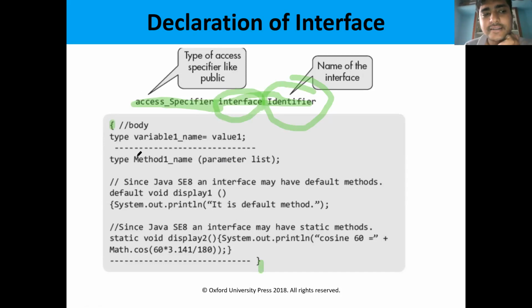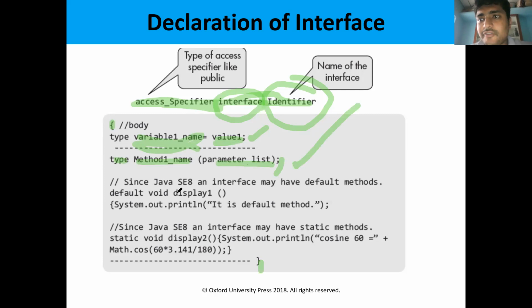So the body has either constant values, variable name is equal to value. So this is one literal constant, and then type void, int, float, something, method name, and parameter list, semicolon. If the method has no definition, then this is an abstract method.